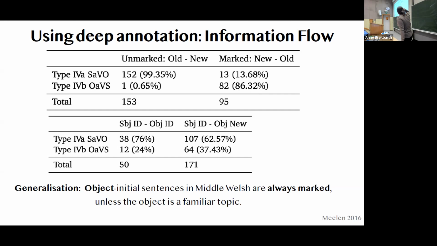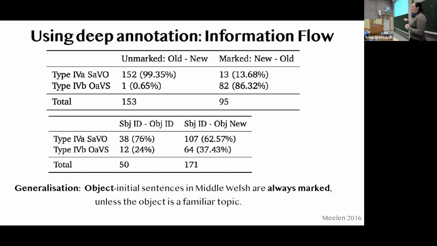Now here, you can actually see a very strong result, namely that there's only one example of object initial word order that is unmarked. And that particular example, I can explain as well. I'll get to that in a minute. But all the other ones are actually marked. So here, we cannot just do a significance test, but we can actually make a generalization, especially if we can explain that one example, and say that object initial sentences in Middle Welsh are always marked.